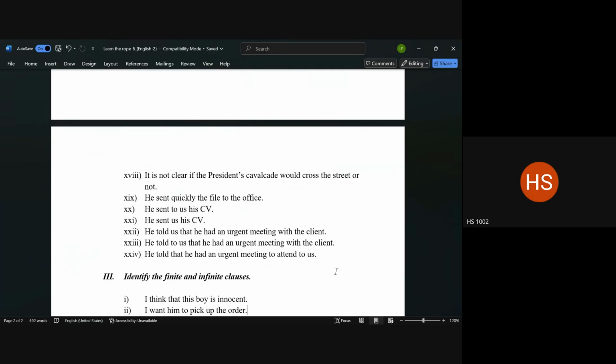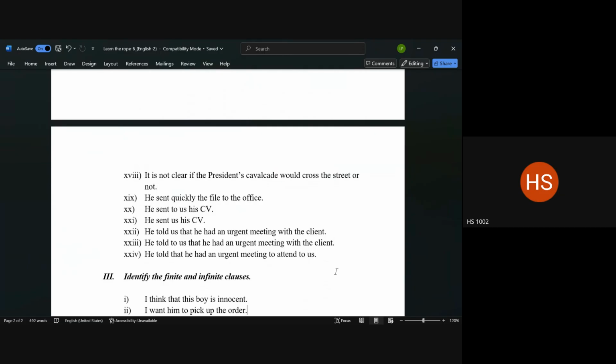He sent his CV to us. Okay, so in cases where indirect objects carry a preposition, they have to follow the direct object. If it doesn't come with a preposition, then it precedes the direct object, which is the case in 21. He sent us his CV.